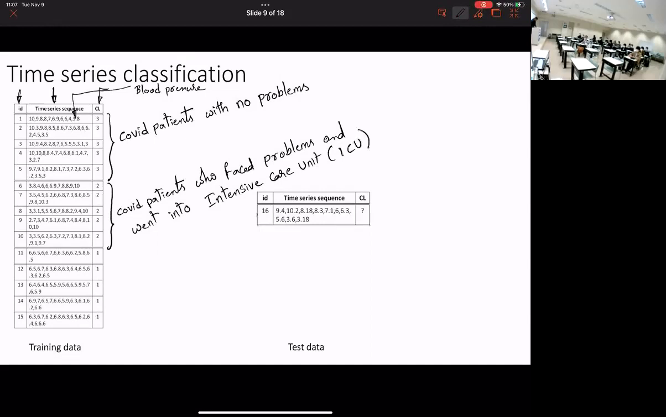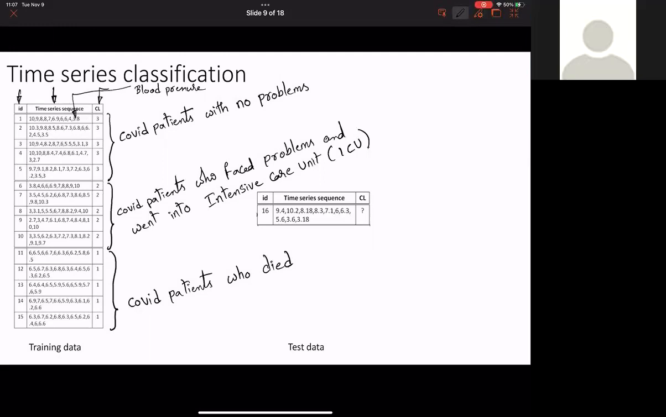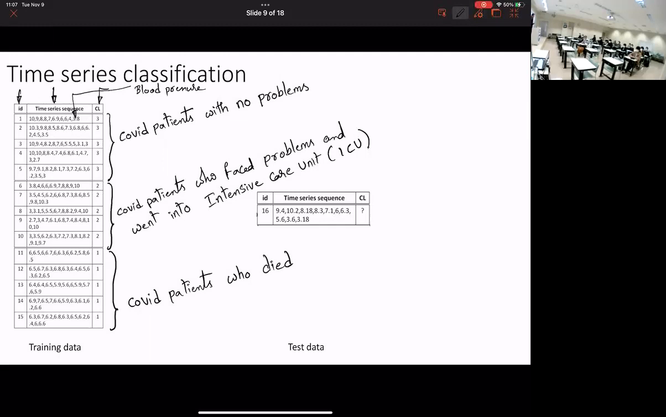And the class 1 means COVID patients who died. So we have 3 classes. I am collecting the data for the patients, and when they are going out or anything bad is happening, I am putting the label.